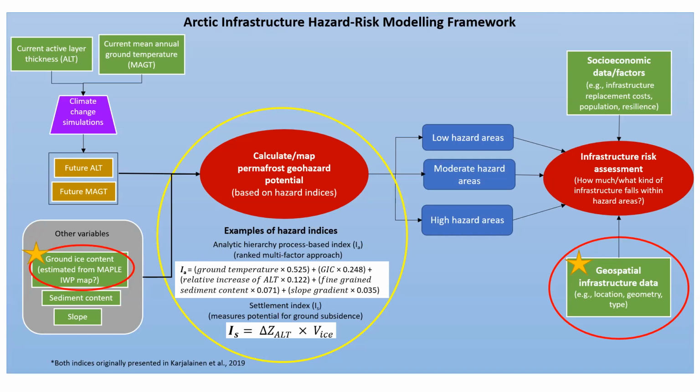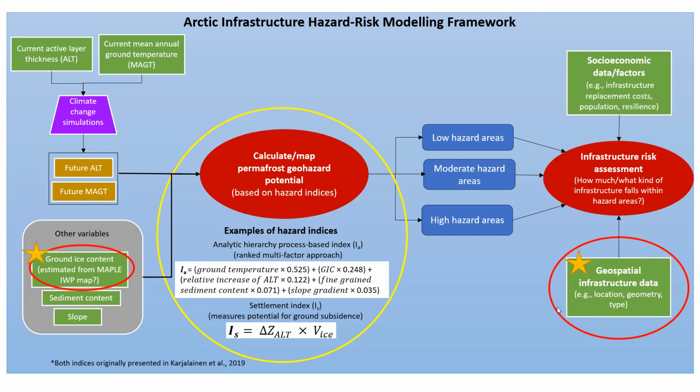Then you have something like the settlement index, which measures the potential for ground subsidence. This is basically the product of the relative increase in active layer thickness and the volumetric proportion of near surface ground ice. Ultimately these different zones of geohazard potential are co-located with infrastructure, using the most available data to answer the risk assessment question: how much and what kind of infrastructure falls within these different hazard areas, and what would be the cost to replace the infrastructure if it were damaged in the future, right?